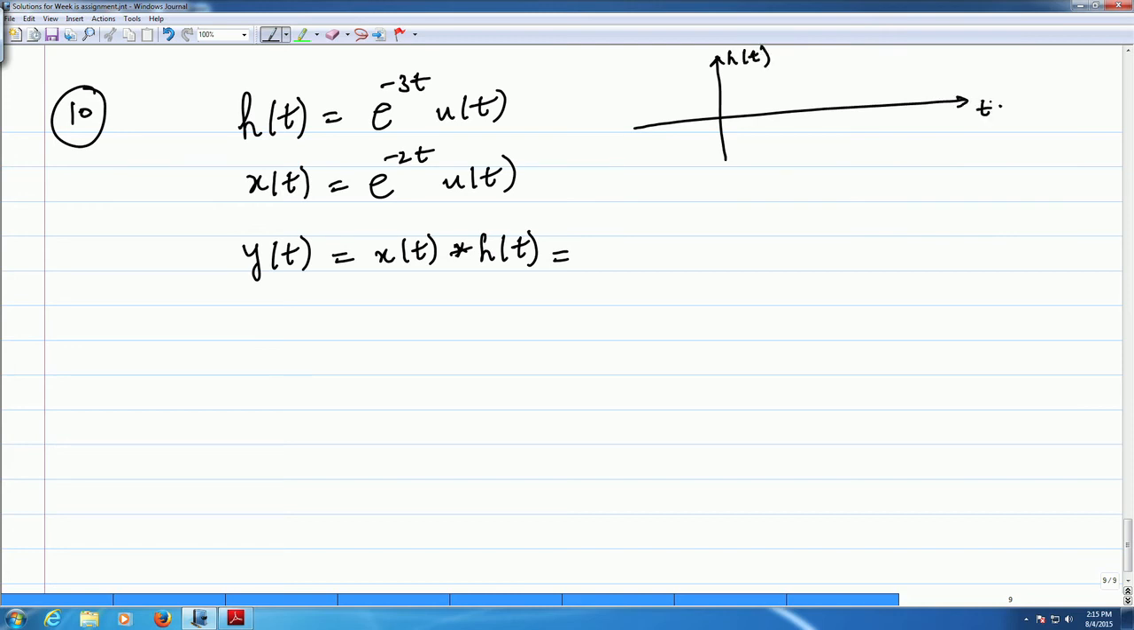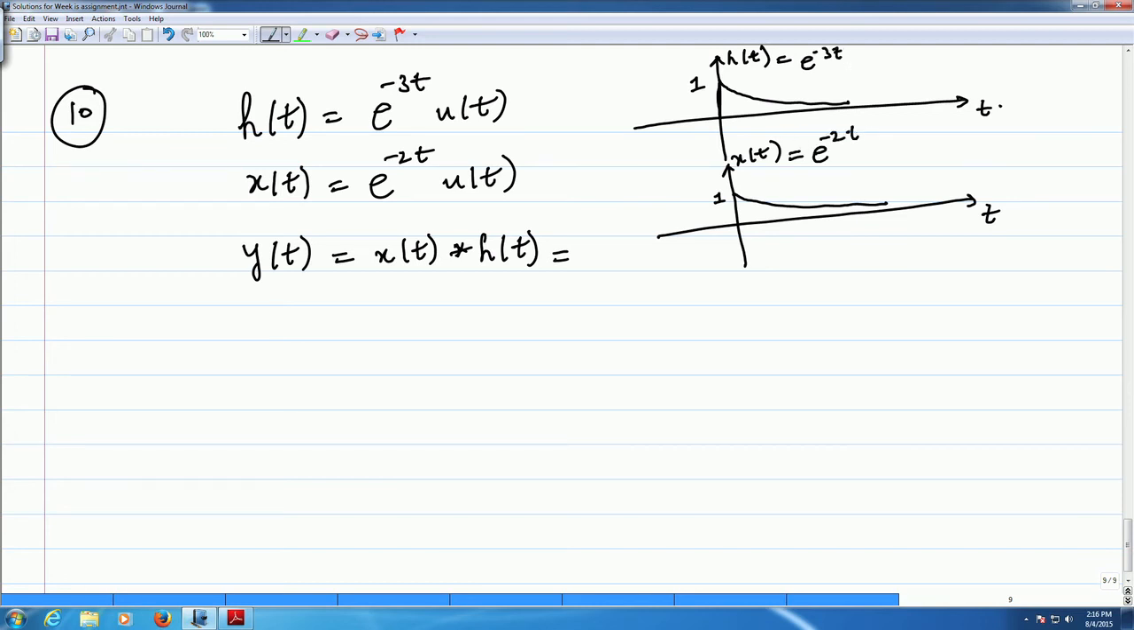Okay. h of t starts at 1 and goes down to 0 exponentially. So, this is h of t, and then x of t starts at 1 again and then goes down to 0, maybe not as rapidly, a little bit less rapidly, I do not know. So, this is h of t is e power minus 3t, x of t is e power minus 2t. Okay. So, that is the plot, and one needs to convolve these two guys.